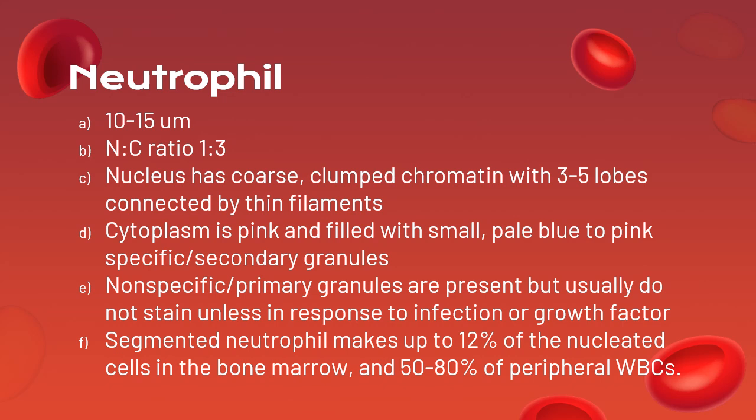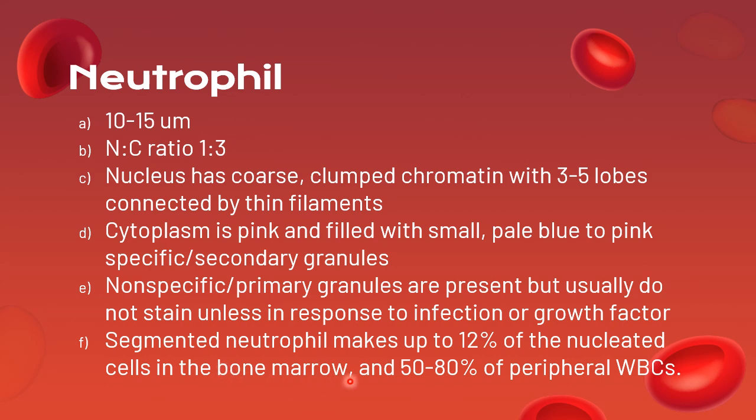So, after the band cell, yun na yung last. So, mature WBC na siya. So, you have 3: neutrophil. First, neutrophil has nucleus with coarse clumped chromatin with 3 to 5 lobes connected by thin filaments. So, cytoplasm is pink and filled with small, pale blue to pink, specific secondary granules. Yung non-specific or primary granules are present but usually do not stain unless in response to infection or growth factor.